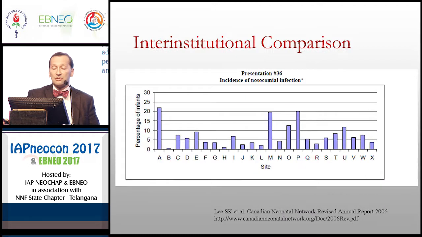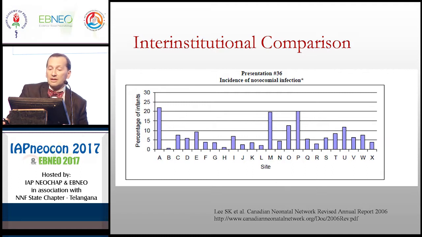Now, obviously, interinstitutional variability has become an important part of what we do. This is the incidence of nosocomial infection from the Canadian Neonatal Network, and you can see that the incidence varies from close to 0% up to over 20%. This is now data that's about 10 years old, so it's a little bit out of date, but you can see that Unit A and M and P might want to think about making nosocomial infection a QI priority, whereas Unit B might be one that could do the teaching around it.